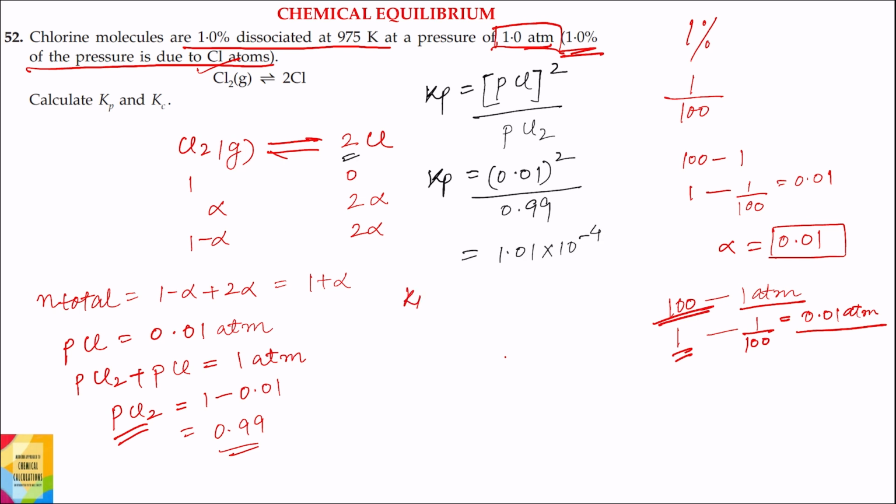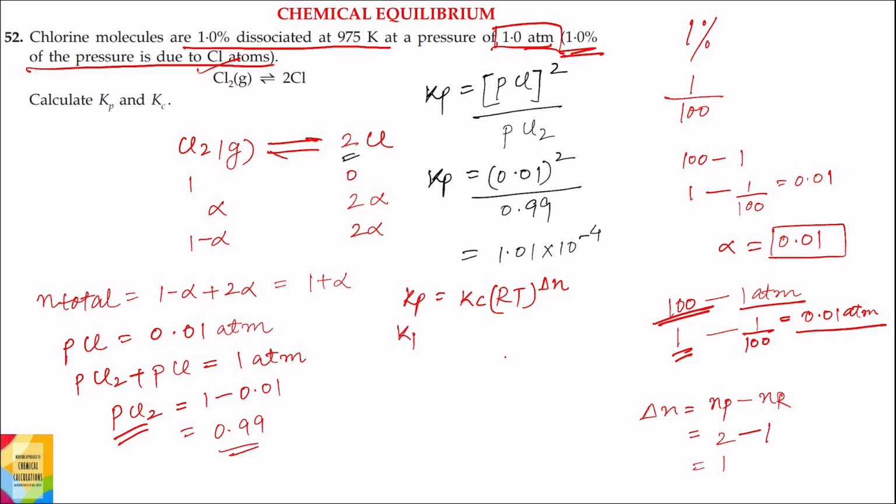Now Kp is equal to Kc (RT) to the power delta n. Delta n is equal to moles of product minus moles of reactant. Now moles of product is 2 moles of chlorine atoms, minus moles of reactant is 1 mole of chlorine molecule. So delta n value is 1.